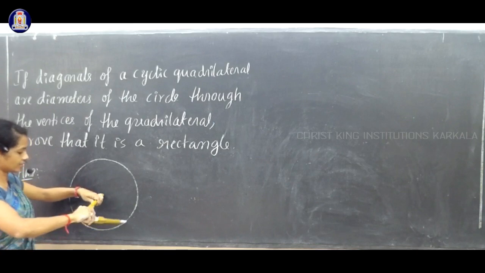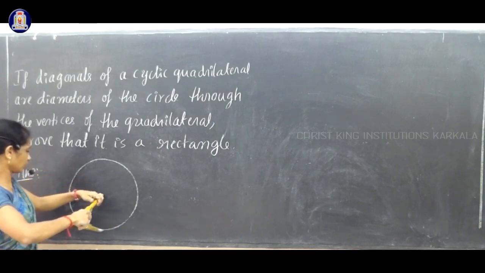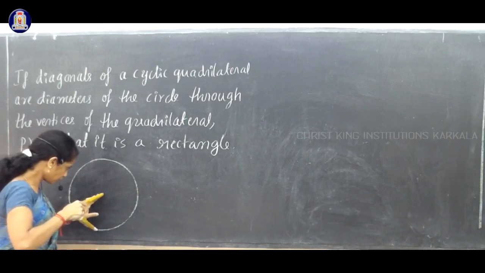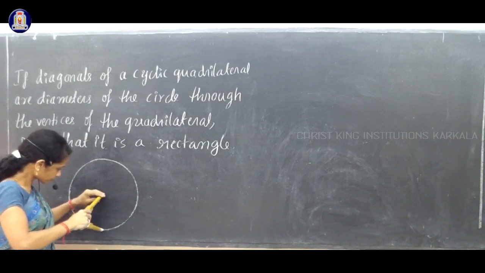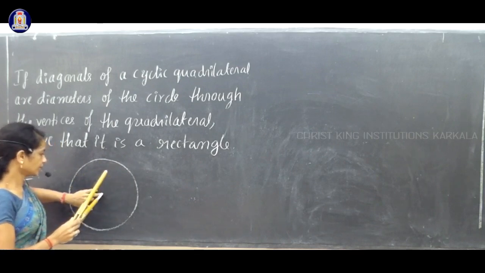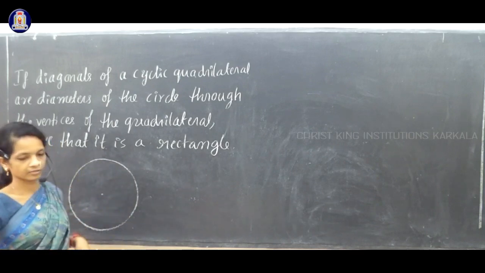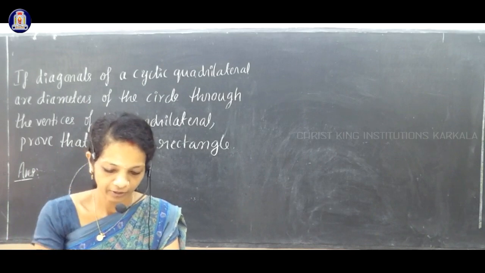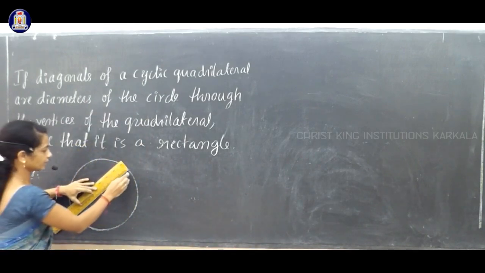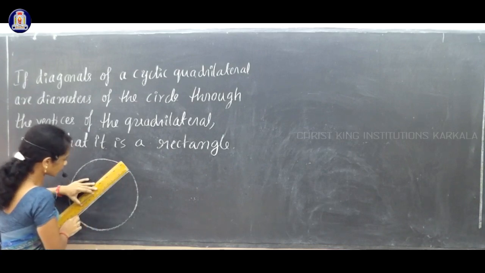Draw two diagonals, so that you have to draw one circle. This is a rough figure. After that, draw two diagonals. Not diagonals, you have to draw a quadrilateral so that they are the diameters of the circle also.